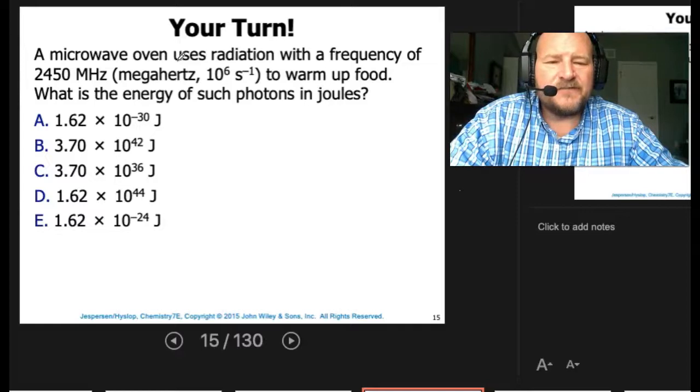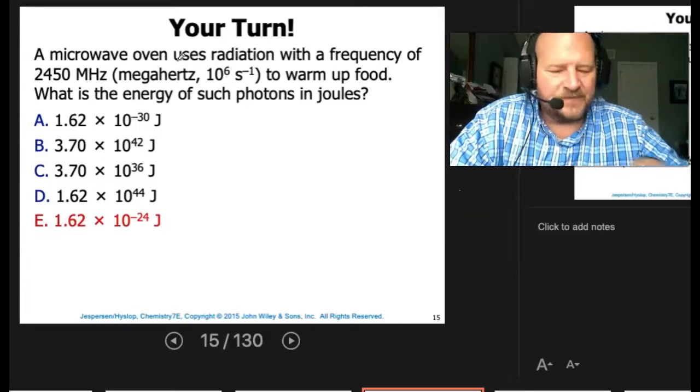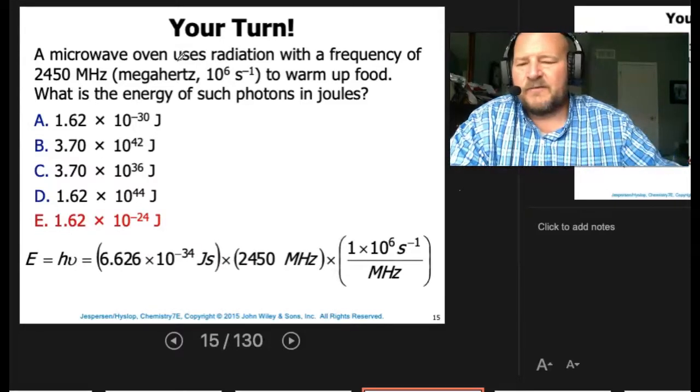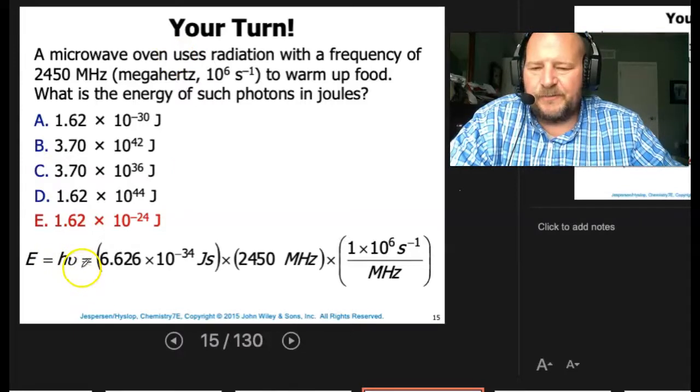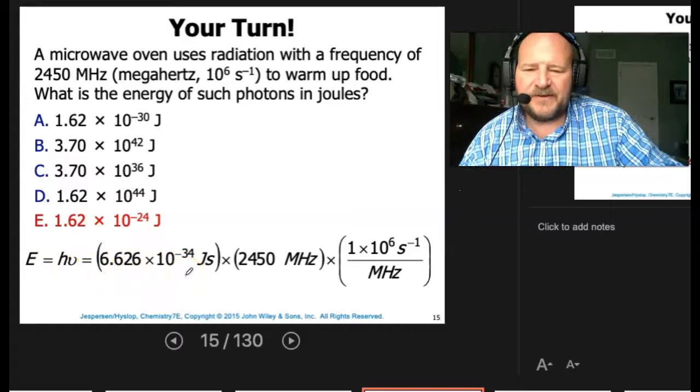All right, now if you've just pressed play, here is your answer. It is 1.62 times 10 to the negative 24. And how did we get there? We took E is equal to h nu, which means we plug and chug. We have 6.626 times 10 to the negative 34.